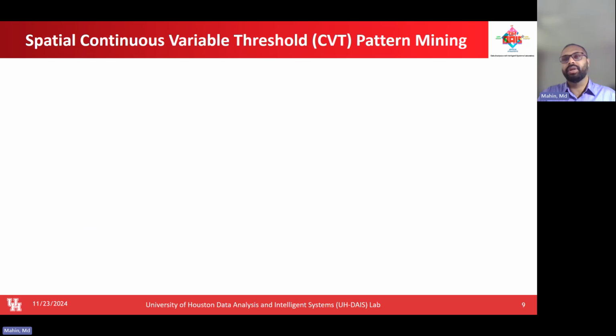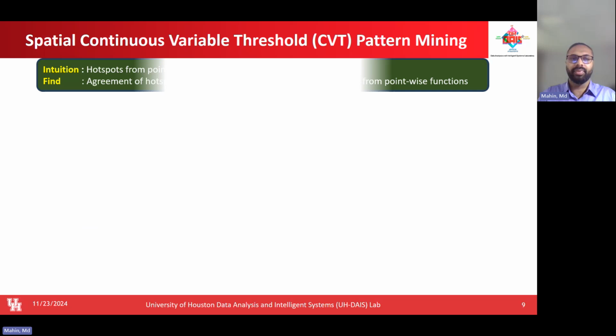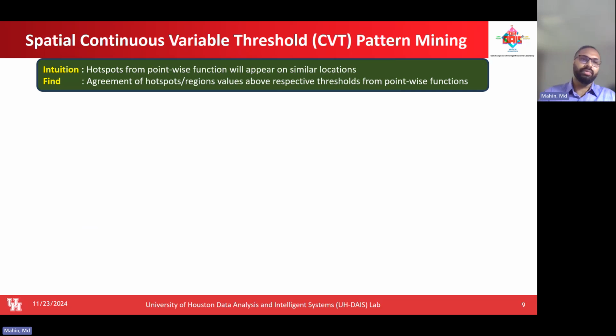So actually, next we define this pattern, spatial continuous variable threshold pattern mining. Our intuition is very simple. Our framework is developed on a very simple intuition: hotspots from a pointwise function will appear in similar locations, and they will have very strong association. So we try to find agreement among the hotspot regions about respective thresholds from the pointwise function.